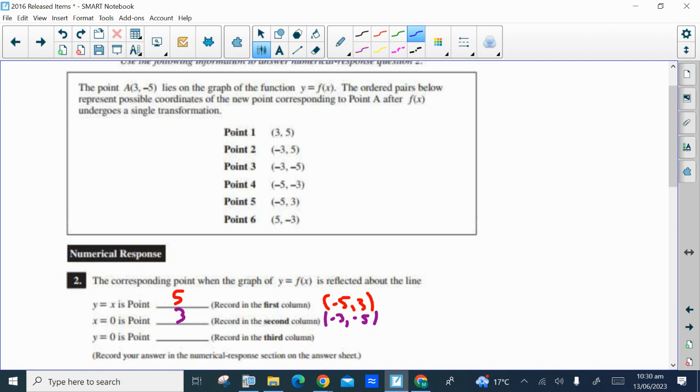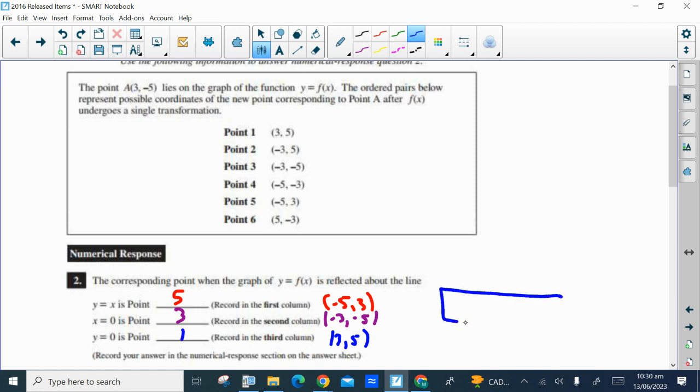Our last transformation, the graph is reflected over the line y equals 0, which is the x-axis. So now the y component will change its sign. The x value will stay the same. Instead of being 5 units below the x-axis, it'll now be 5 units above. So 3 comma 5, which is point 1, and your code will be 531.